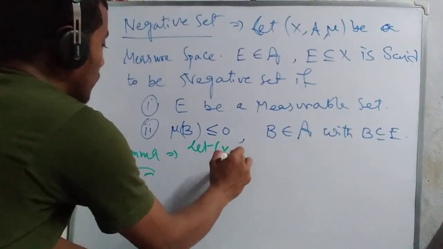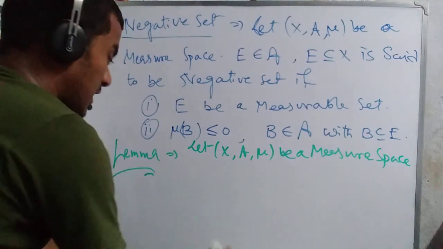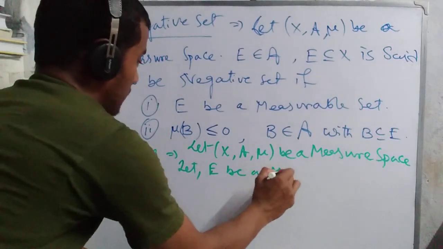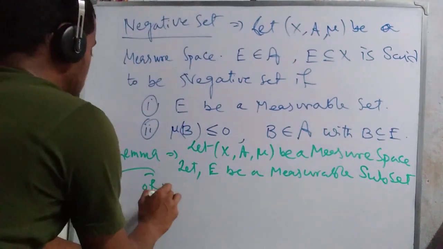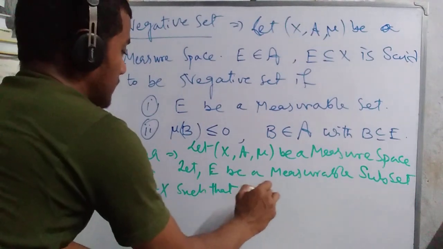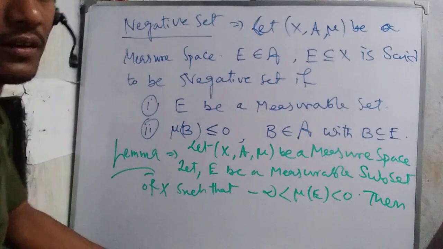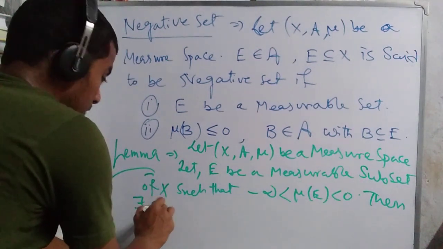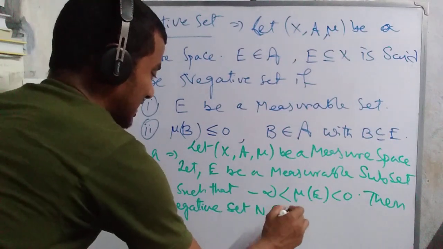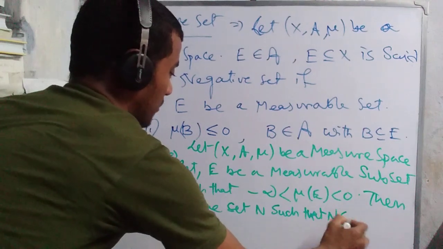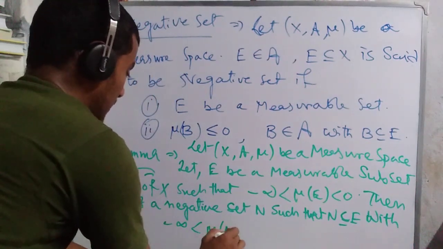So we write the statement: let (X, A, mu) be a measure space, and let E be a measurable subset of X such that minus infinity less than mu E less than 0. Then there exists a negative set N such that N is a subset of E with minus infinity less than mu N less than 0.